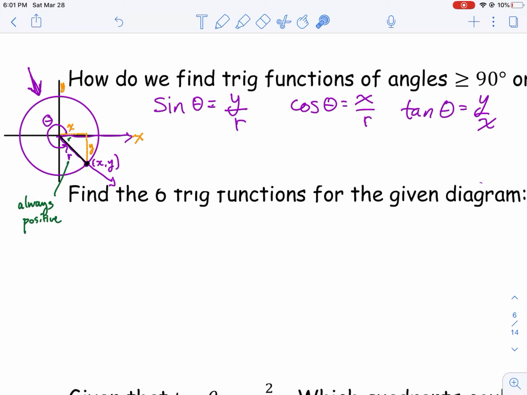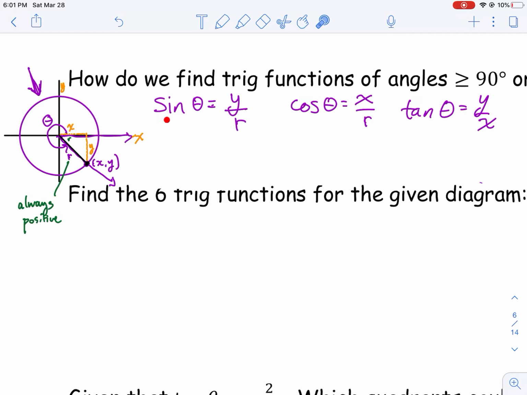So cosine then is the x-coordinate over the radius. Tangent is the y-coordinate over the x-coordinate. And that is just another definition that you need to add. So we have SOHCAHTOA, those definitions that we can use. We now have sine, cosine, and tangent in terms of x, y, and r. And it's important that you're comfortable with those.